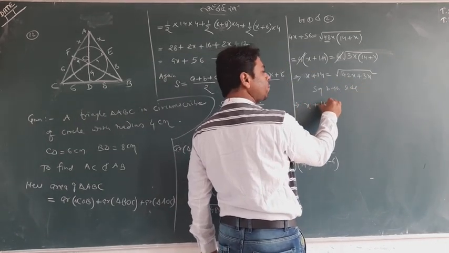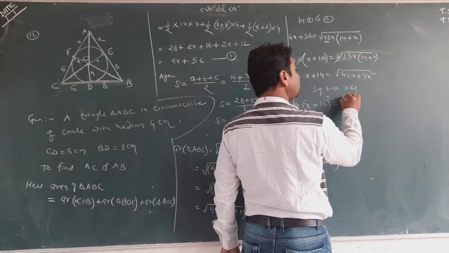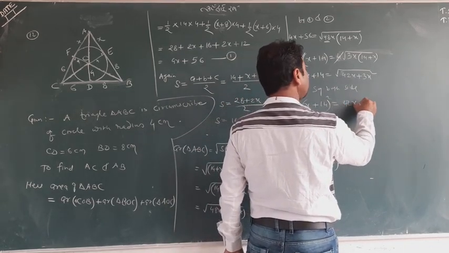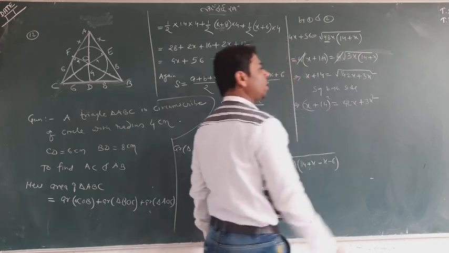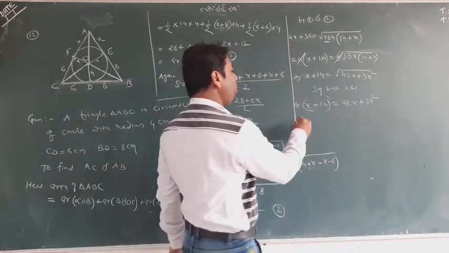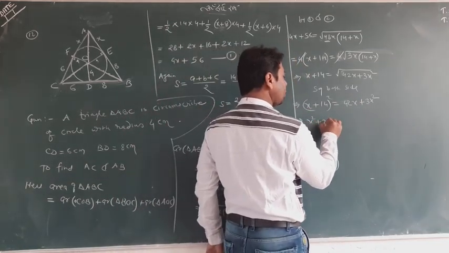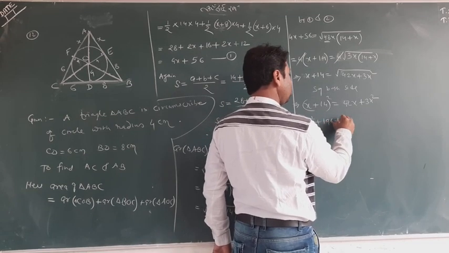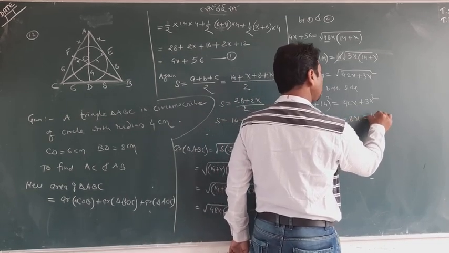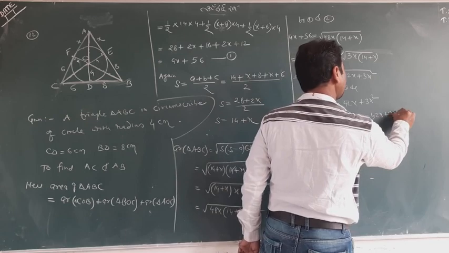This is (x + 14) whole square. This is 42x plus 3x square. The 2 will be removed. Now open it all the way. a square plus b square plus 2ab equal to 42x plus 3x square.